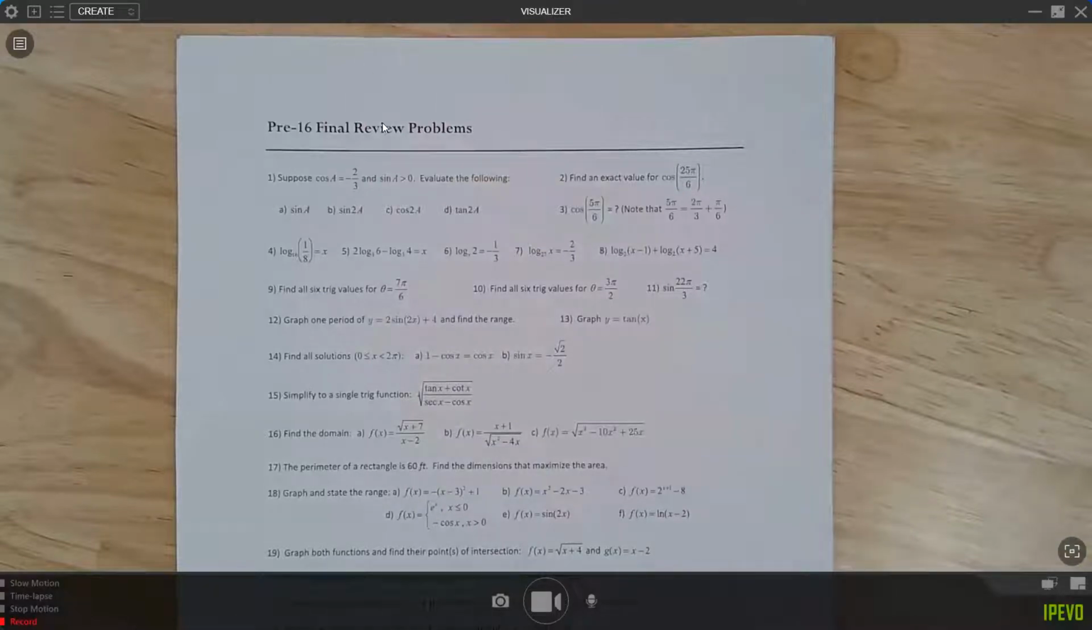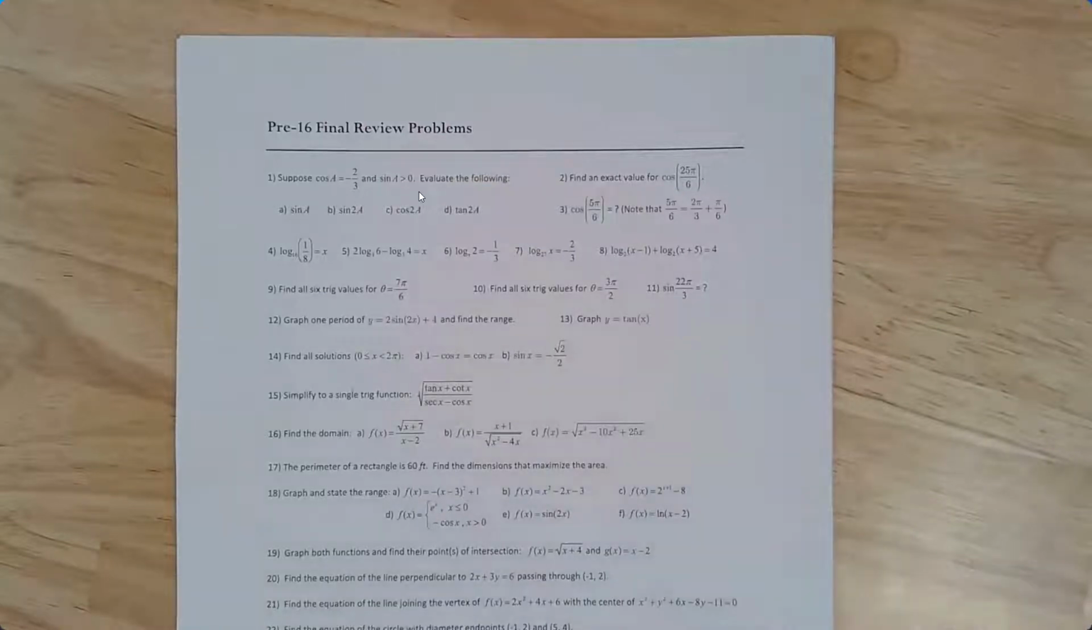So we're going to look at some of these final review problems. We definitely won't get through all of them, which is fine. I was going to focus more on the trig ones. There are solutions posted to all of these already, so anything you have questions about, you can certainly find solutions to them on Canvas.